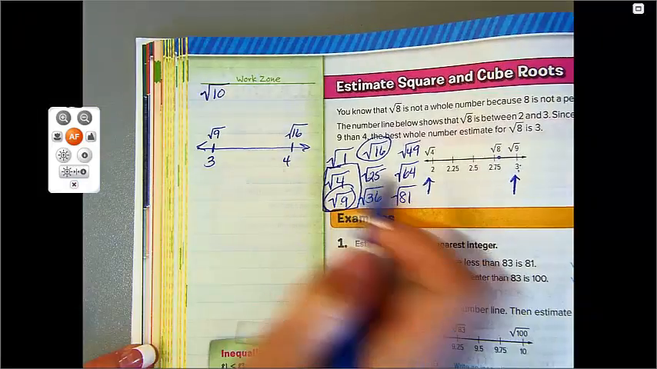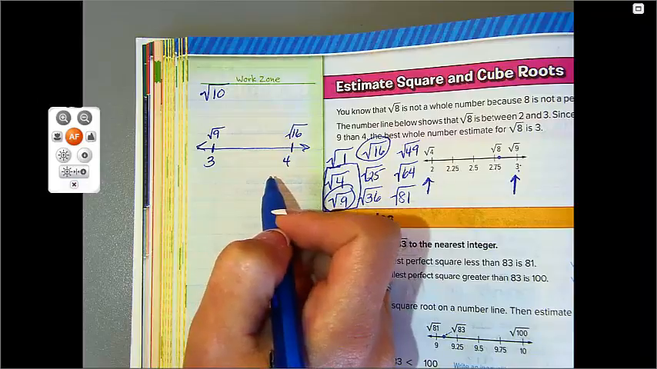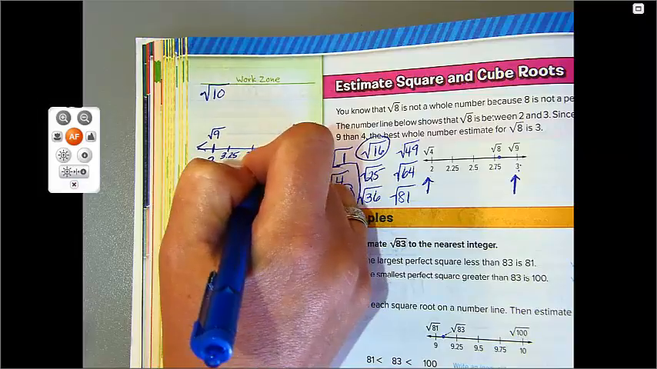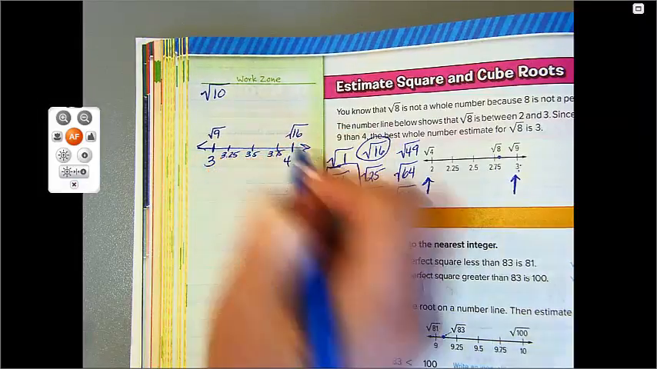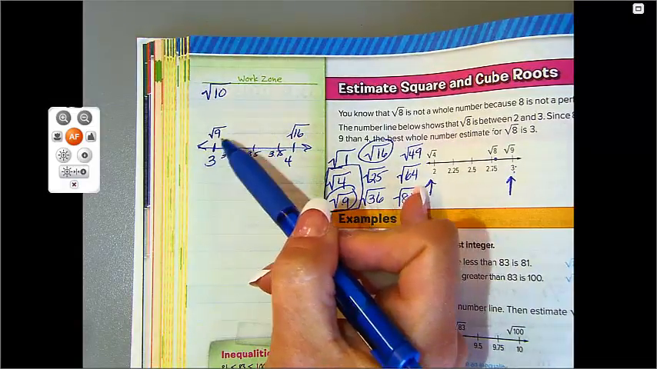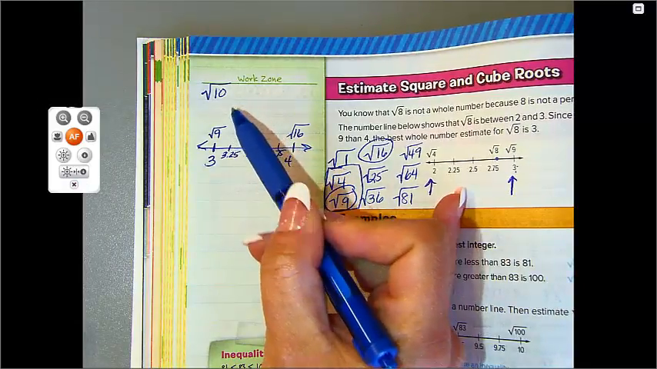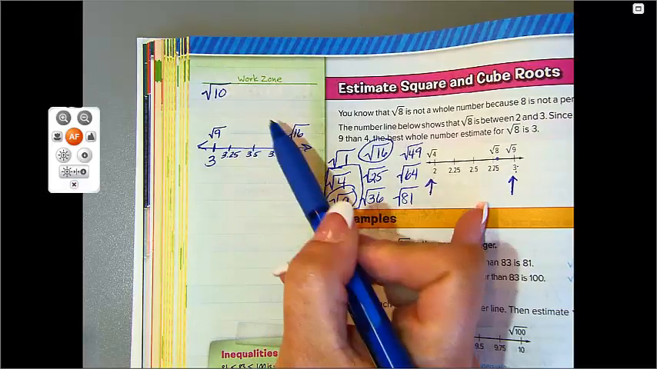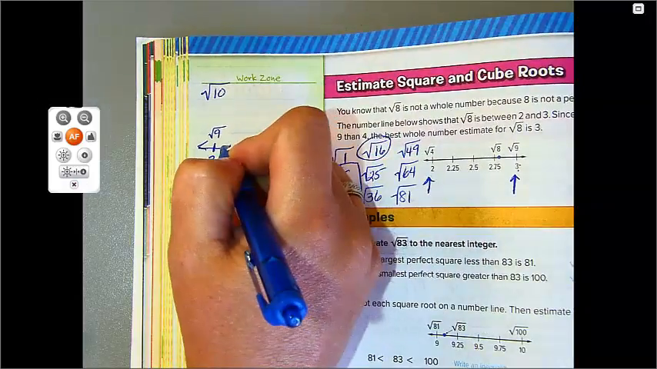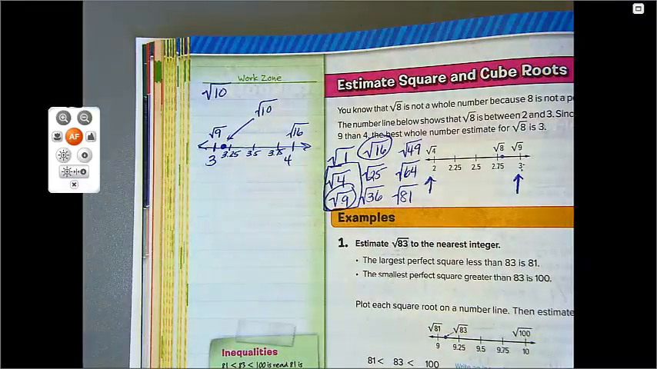If I break the space between 3 and 4 into fourths, I have 3.25, 3.5, and 3.75. I want to know, is radical 10 going to be closer to this side or closer to this side? Well, you have to ask yourself, what is 10 closest to? Is 10 closest to 9 or to 16? Hopefully you know that 10 is closest to 9, so my radical 10 is going to be somewhere right in here. Okay?